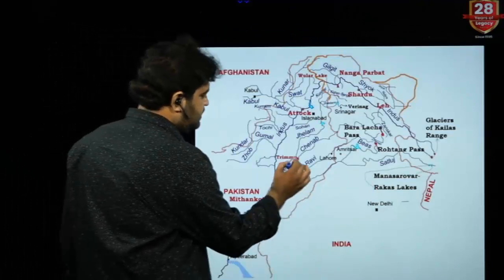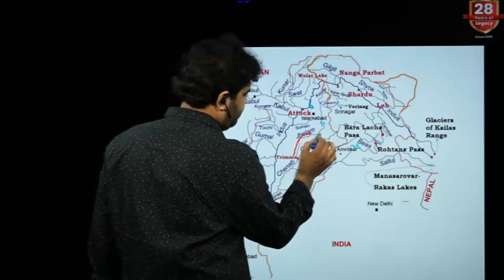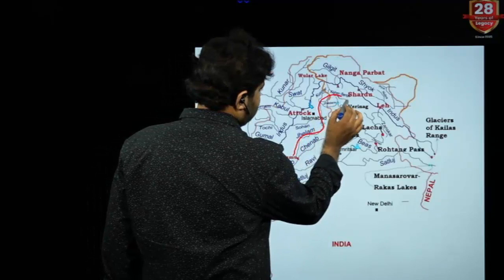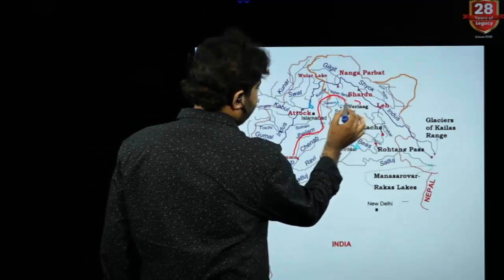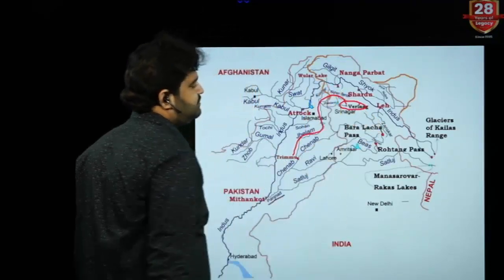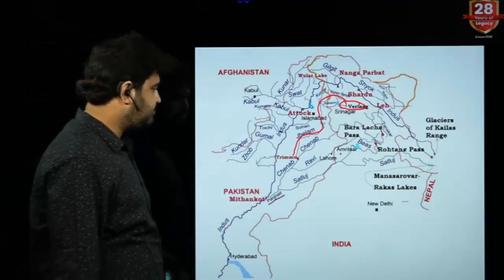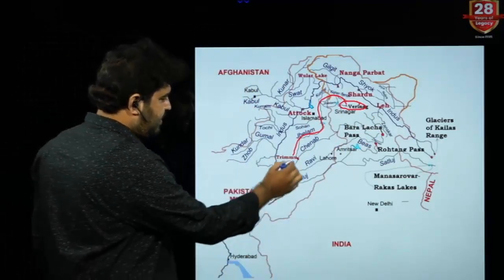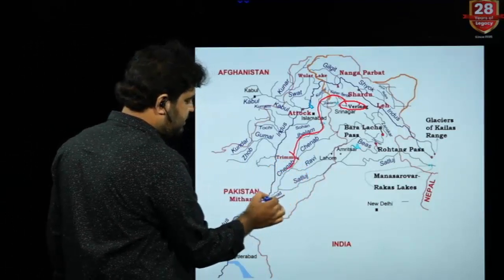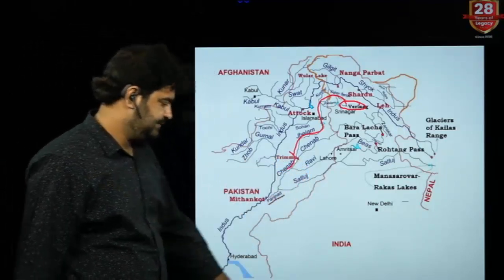So here this is Jhelum. This is Jhelum. So this is Verinag. So this red line indicates the Jhelum River. And here this Jhelum merges with the Chenab, again Chenab with the Indus.